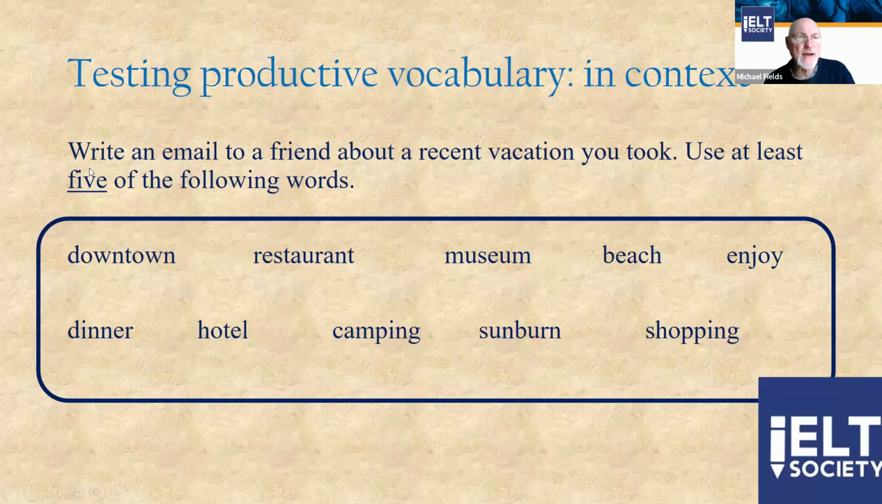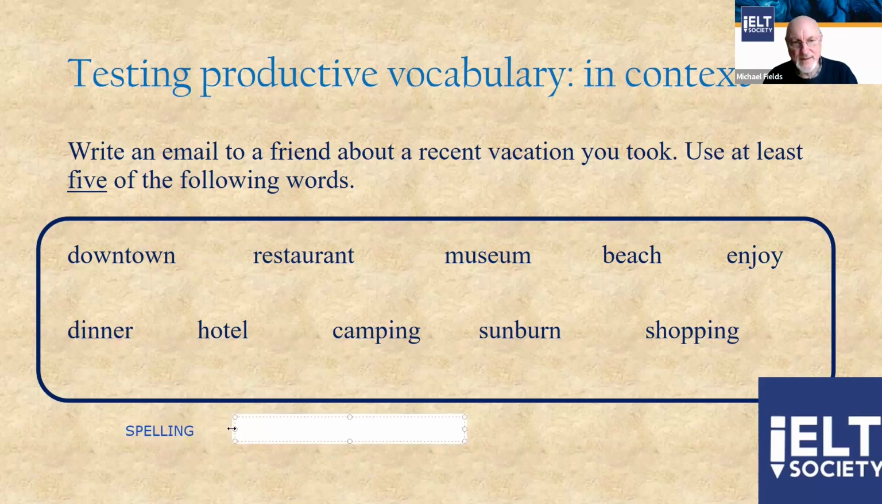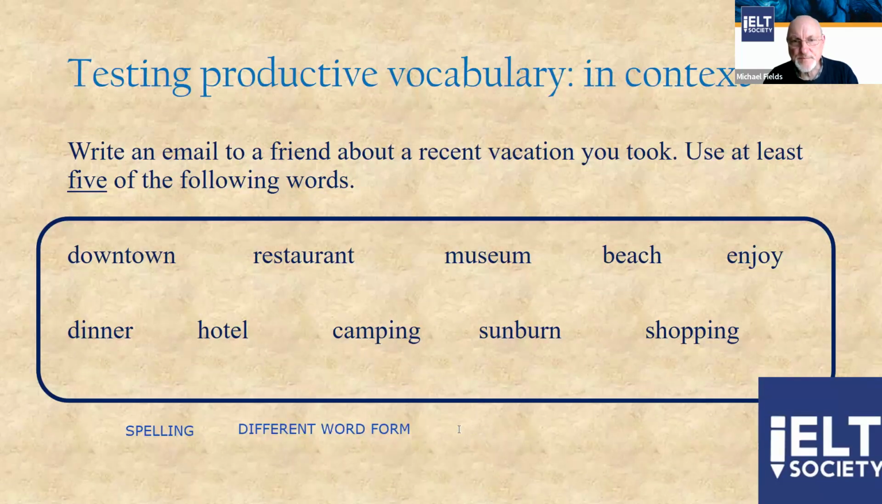But in this case, they're asked to write an email to a friend about a recent vacation. They have to use 5 words. And again, we can consider, does spelling count? Well, we give them the words, so probably it does, but again, that's up to you. What if they used a different word form? Would you accept it, or do you only accept these exact words?